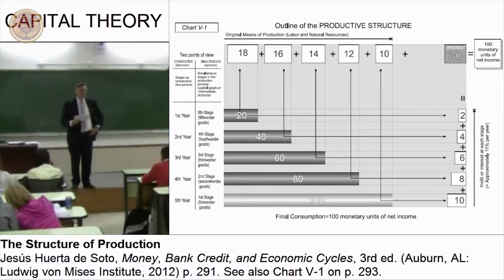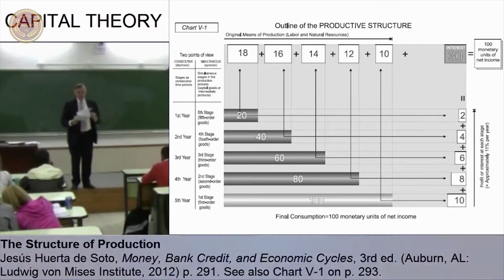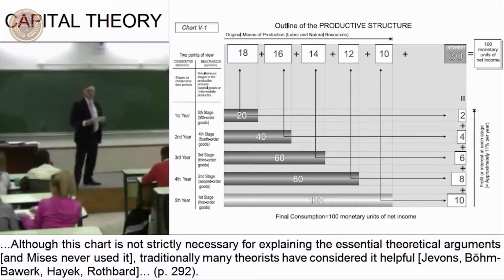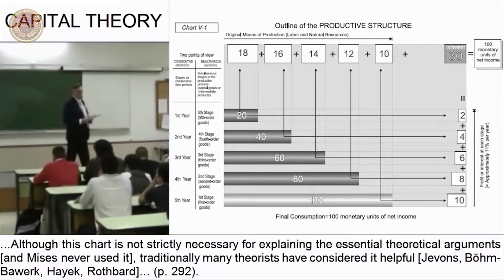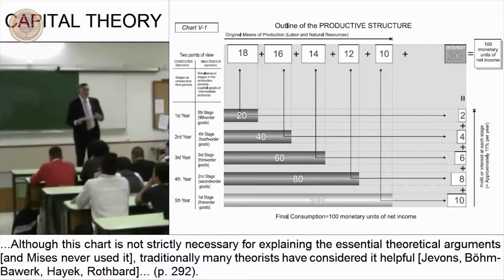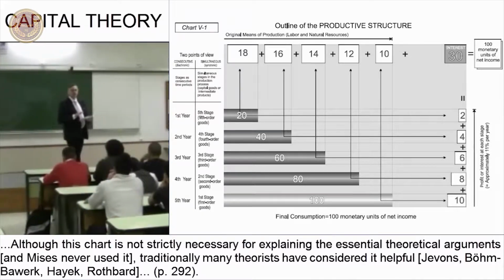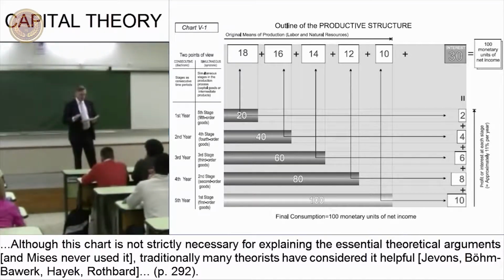As we will see together, this graphic illustration can help us understand many fundamental ideas of the theory of the cycle and of capital theory. Also, its use is long-standing in economic science. Economists from Jevons to Hayek, including Böhm-Bawerk, have used charts like this one to depict the productive structure. So, now I will explain what this chart consists of, so you can all begin to understand it. We will go step by step.